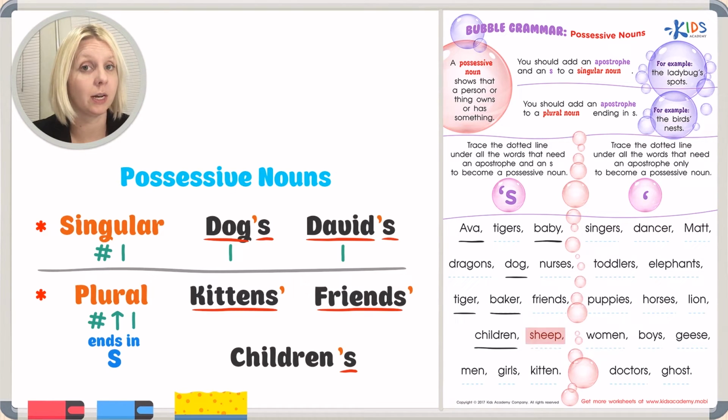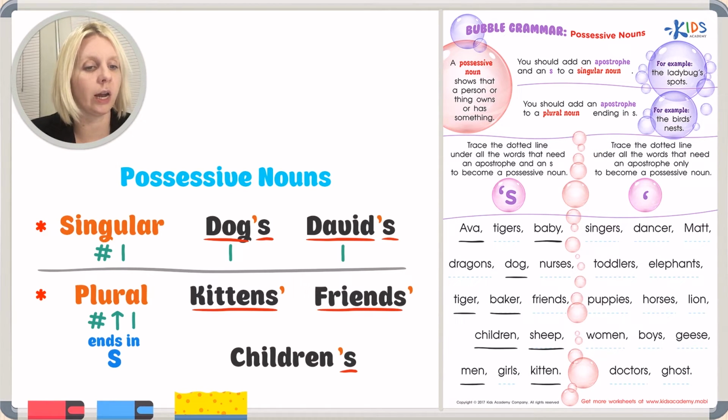What about sheep? The sheep's clothes. We would add an apostrophe S because the sheep is one. What about men? Men is more than one, but does it end in an S? No, so we would say the men's and we would add an apostrophe S. What about this one? Girls. Girls is more than one and ends in S, so we're not going to do that one. Last one is kitten. Kitten is just one, so that's going to need an apostrophe S. Great job. Let's go on to the other side.